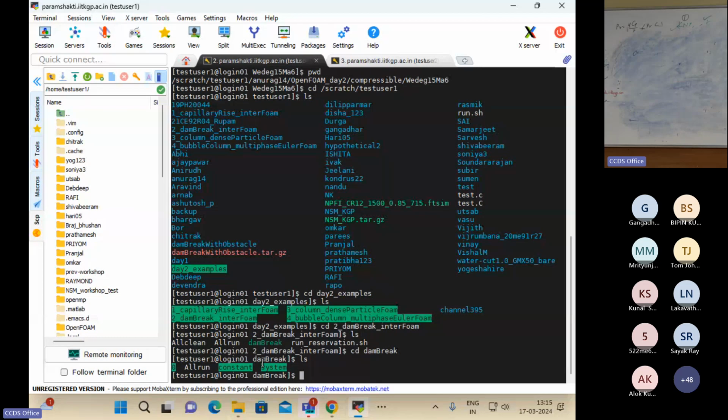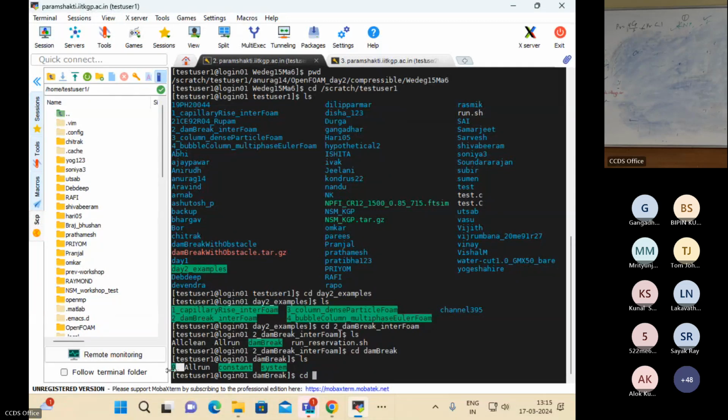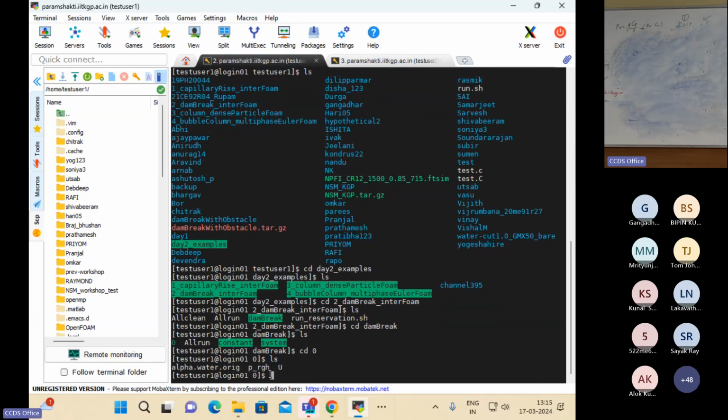So these are the three folders. This is the zero folder, which shows you the initial conditions. See, these are the initial conditions. Alpha water, that means the fraction of water initially there in the domain, then a pressure condition and the velocity condition. So you can see what is there inside the file.